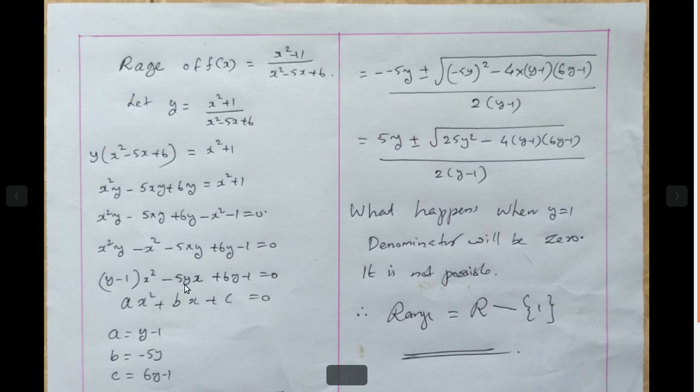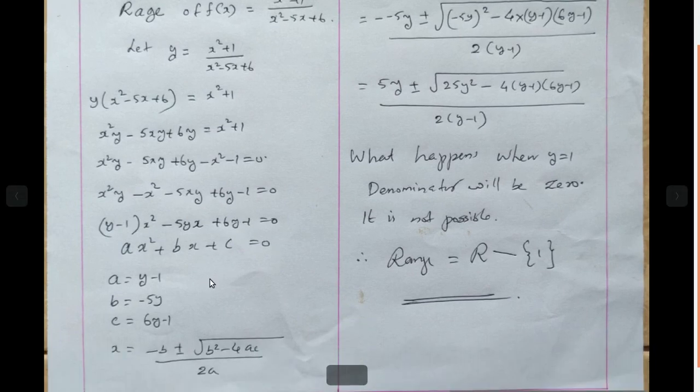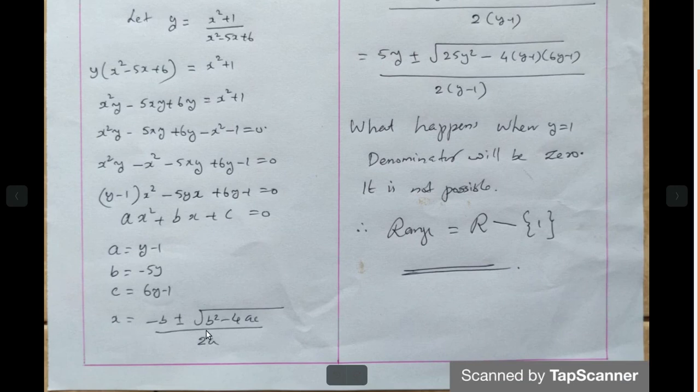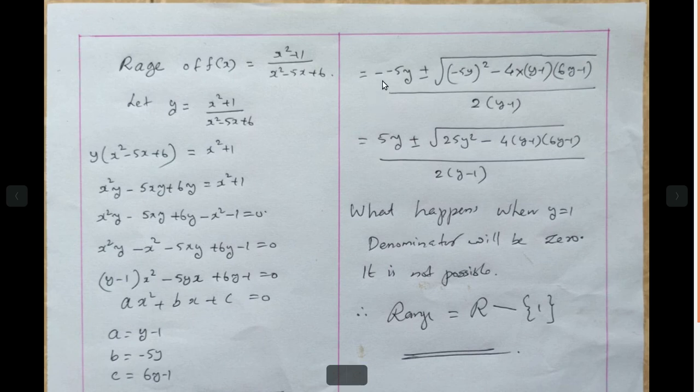Actually this is a quadratic equation. See, ax square, here a is equal to y minus 1, ax square plus bx, for b means minus 5y, bx plus c, where c means 6y minus 1, equal to 0. So apply the quadratic formula, x equal to minus b plus or minus root of b square minus 4ac divided by 2a. Minus b is equal to minus 5y, plus or minus root of b square minus 4ac divided by 2a.